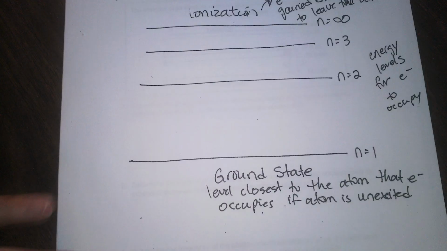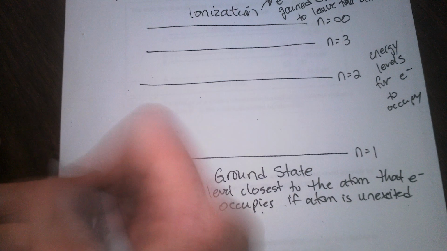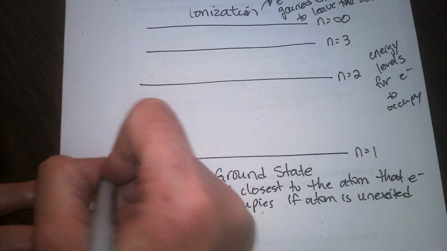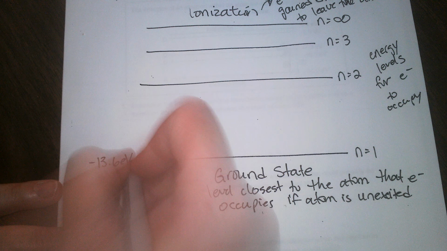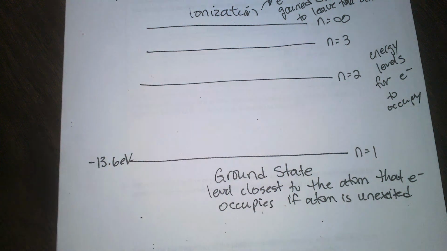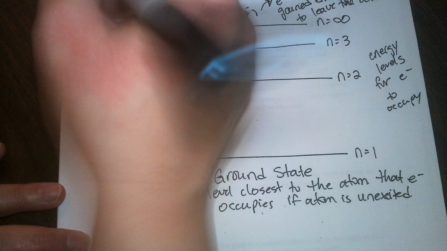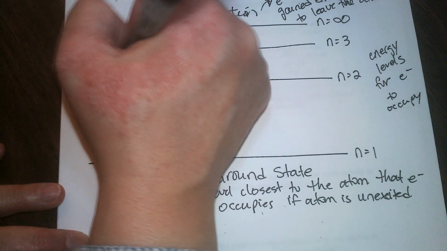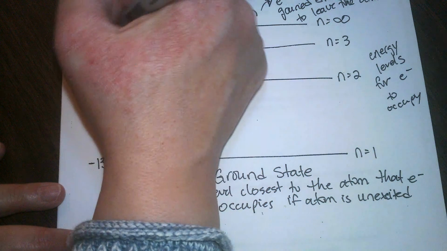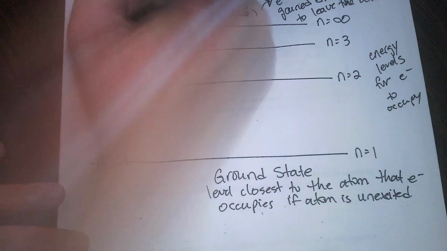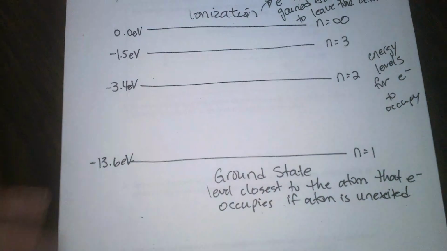There's standard values that exist. Here, this is negative 13.6 eV. What does eV stand for? Electron volts. We've seen this before. Negative 3.4 electron volts, negative 1.5 electron volts. And when it's completely ejected, it is 0 electron volts.